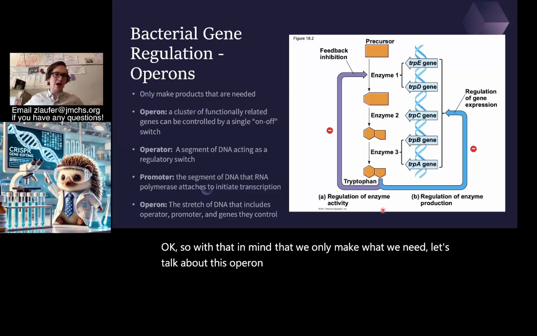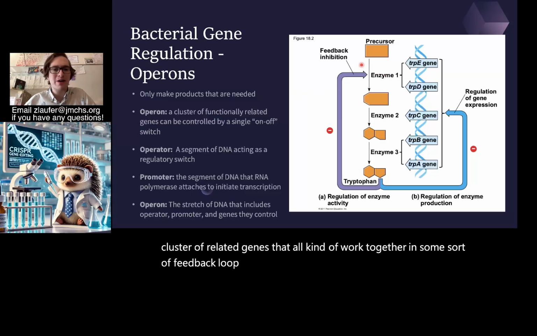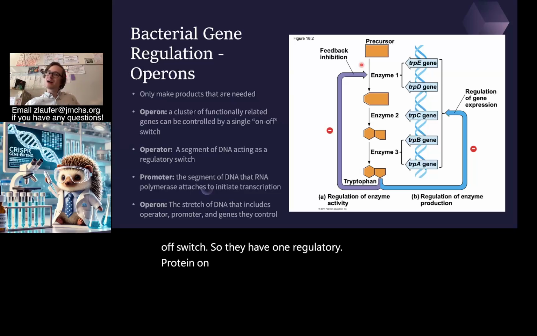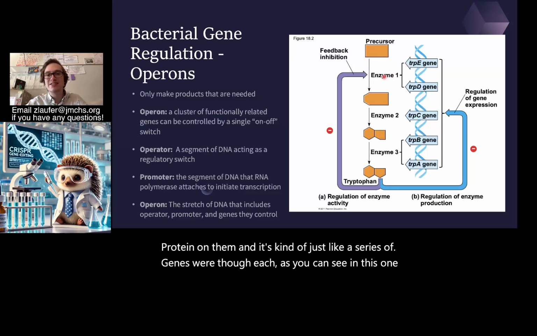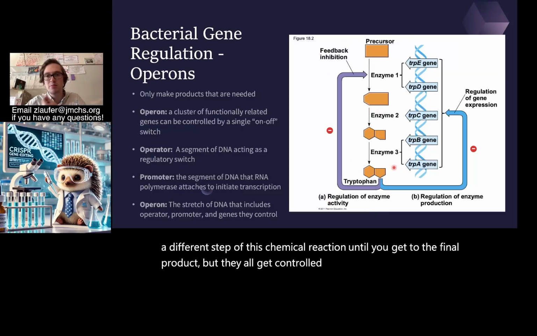So as a whole, an operon is a cluster of related genes that all kind of work together in some sort of feedback loop usually, and they're controlled by a single on and off switch. So they have one regulatory protein on them, and it's a series of genes where they'll each, as you can see in this one, catalyze a different step of this chemical reaction until you get to the final product, but they all get controlled by some other thing.